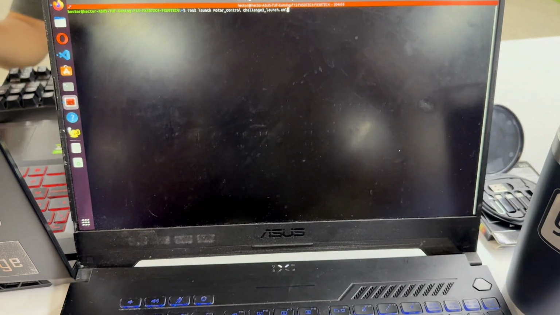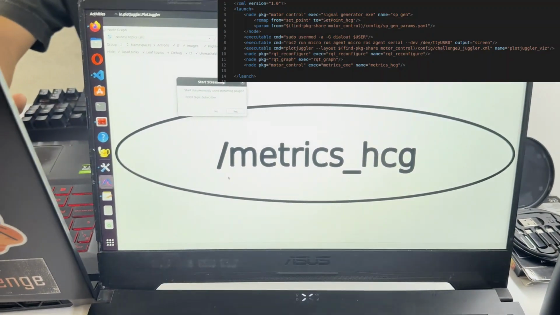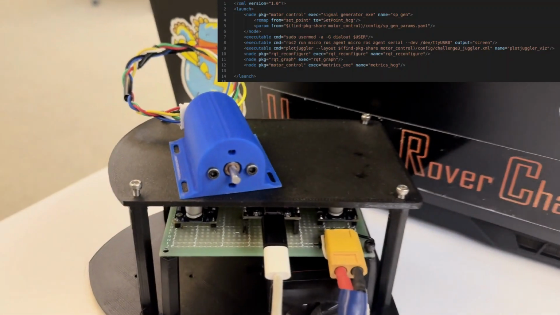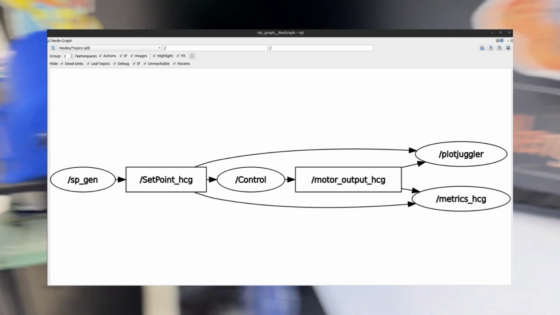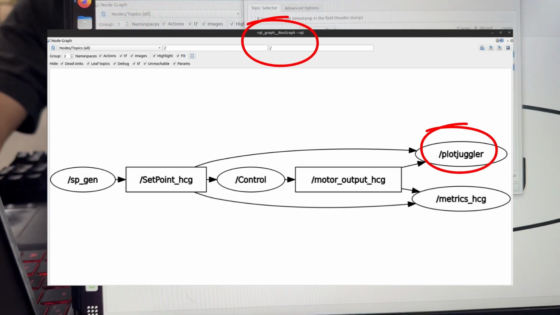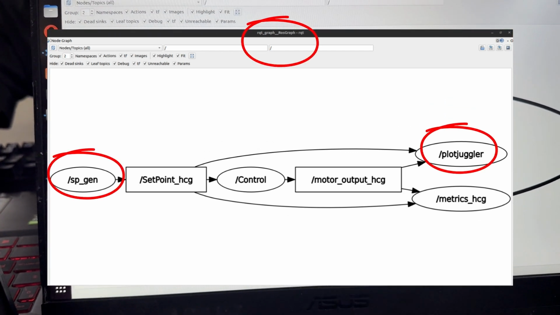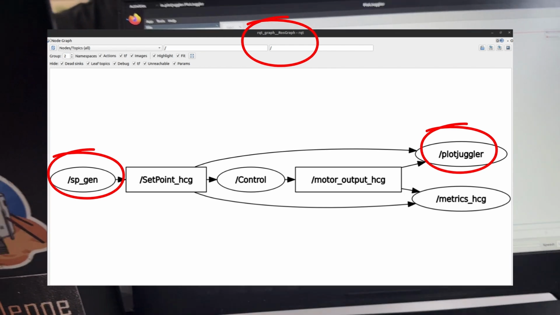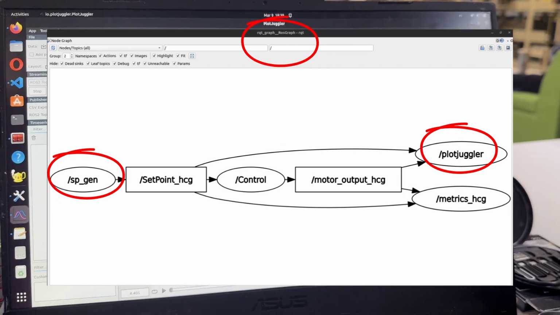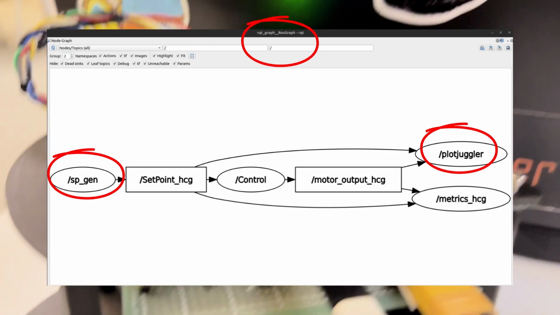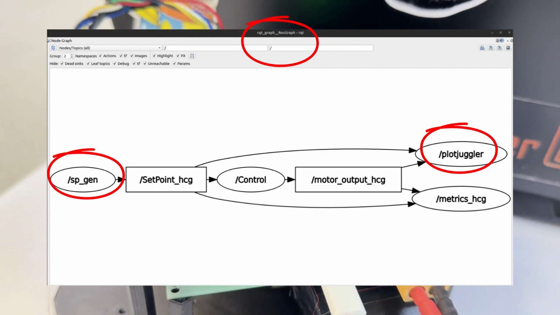To manage the complexity effectively, the ROS2 launch automated the startup for the entire system with a single command. Also, tools like PlotJuggler, RQT Graph, and RQT Reconfigure were vital for real-time diagnostics, giving us the visibility needed to monitor node communication and fine-tune the motor's behavior.